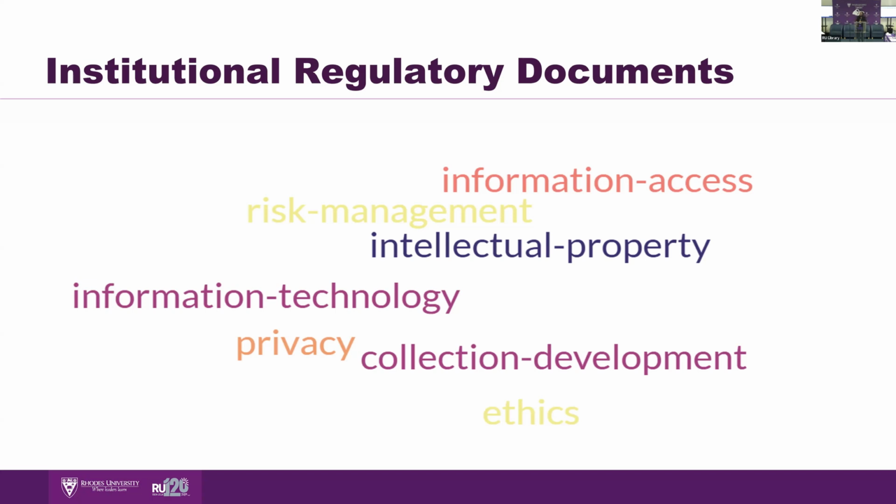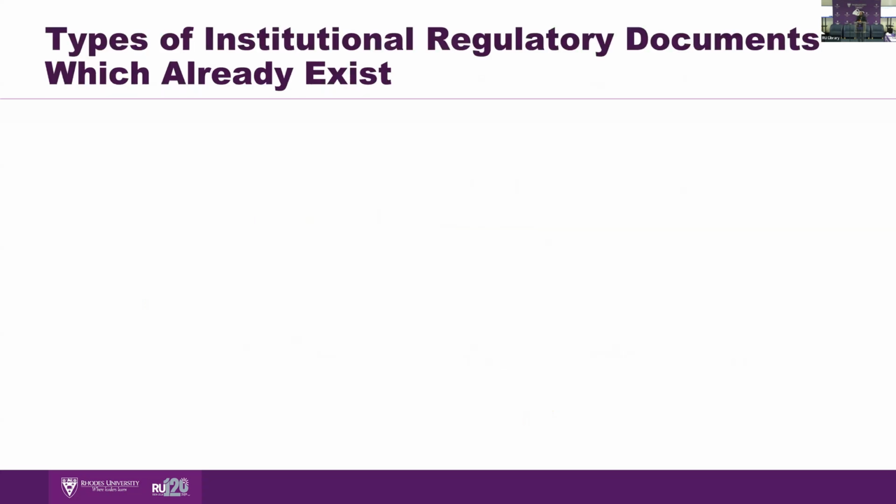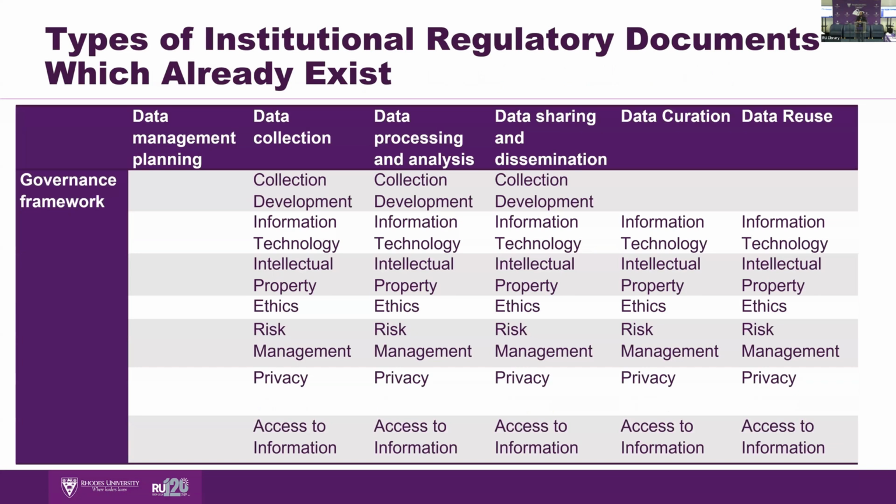What this word cloud doesn't show you is the specific areas or parts of the research data management lifecycle that are actually addressed by these policies. So I took the liberty of looking at the institutional documents that exist, and then I plotted them against the different stages of the research data management lifecycle. So you can see gaps when you look at data management planning. There isn't anything that addresses that at the institution. If you look at data curation and data reuse, there are policies that address that thematically. But by and large, if you look at collection development, it doesn't necessarily address data curation and reuse. But what I do want to point out is that you can map the policies and their contents to different stages of the life cycle.